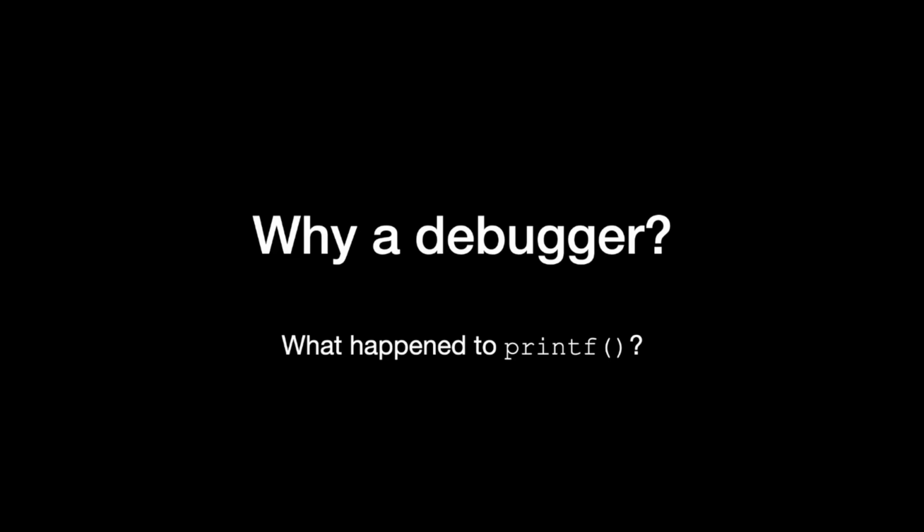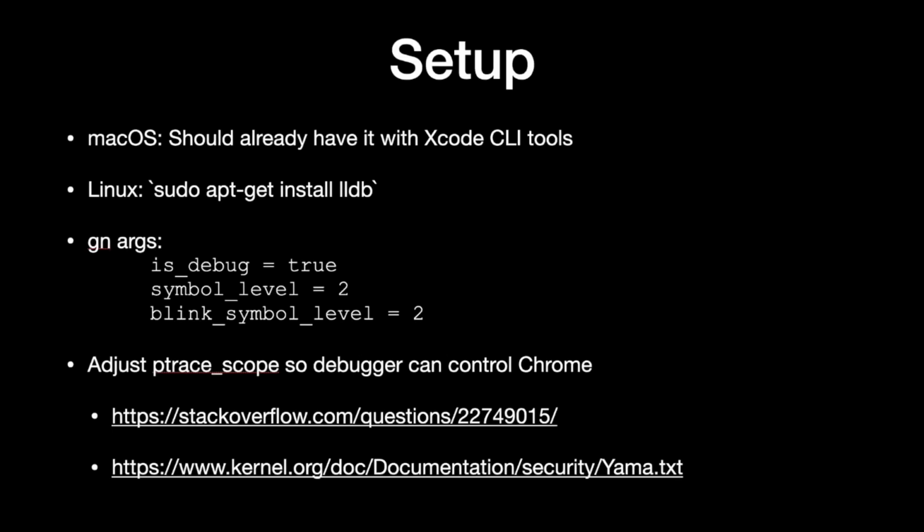The second thing is when you're debugging a tricky crash, it's always hard to know what state you might need to capture in advance with printf. So this helps you avoid the printf, rebuild flow. Setup is pretty straightforward. On macOS, you're good to go as long as you have Xcode command line tools installed. And for Linux, you just need to apt-get LLDB most likely.